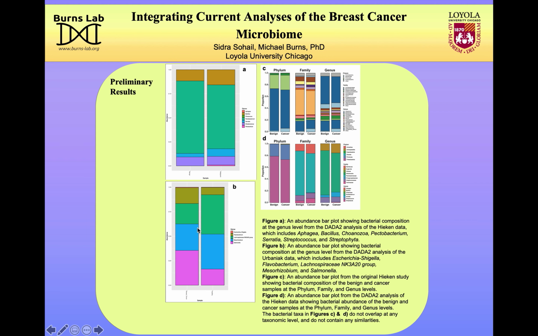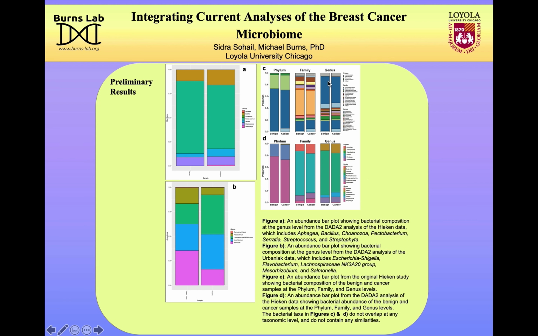And this is the abundance bar plot that I've made through the DADA2 analysis of the Urbaniak data. At the genus level, it includes Escherichia shigella, Flavobacterium, Lectospiraceae, Mesorezobium, and Salmonella.